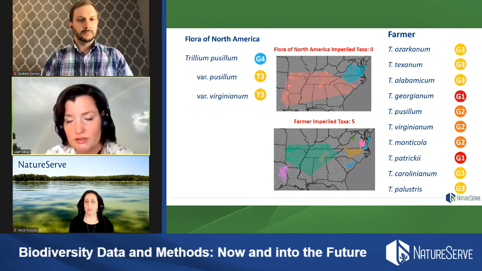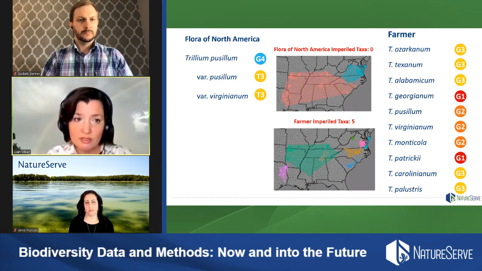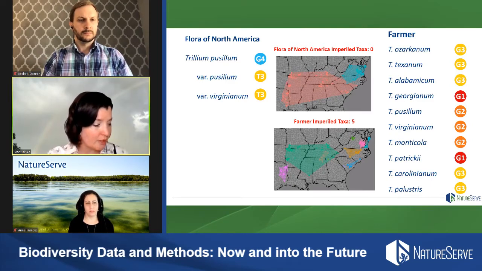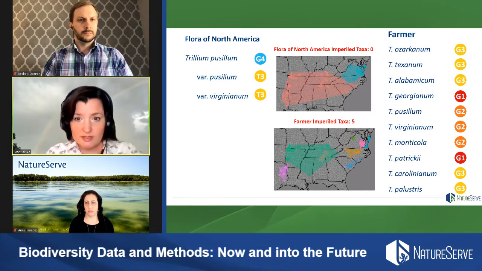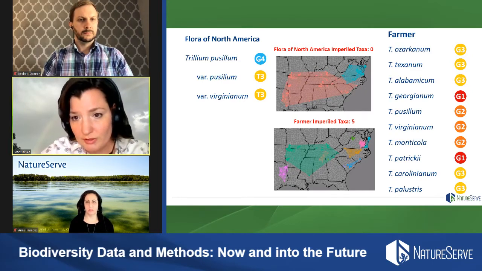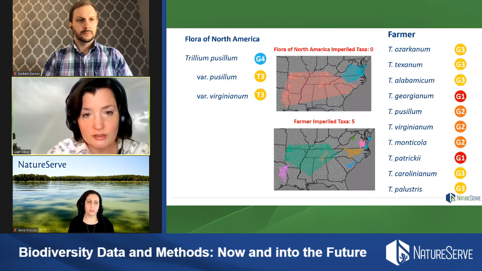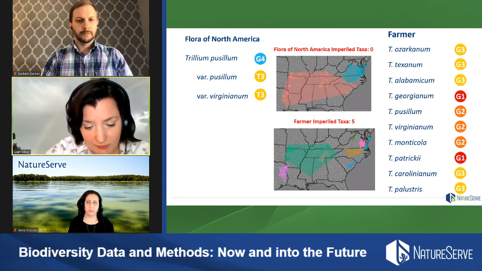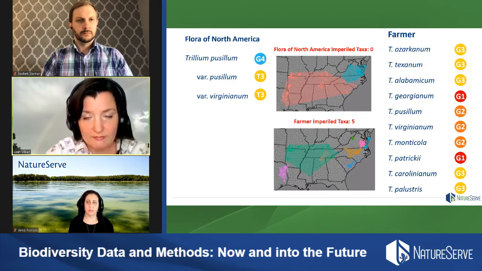Well, if you were a land manager and you had, let's say, Trillium georgianum on your property, but you are using the Flora of North America treatment, you may overlook the species entirely and report it either as secure at the species level or vulnerable at the variety level. And if you are a NatureServe heritage botanist, you might simply use the Farmer treatment because it shows the most variation, especially if it were backed up by various genetic and morphologic studies.